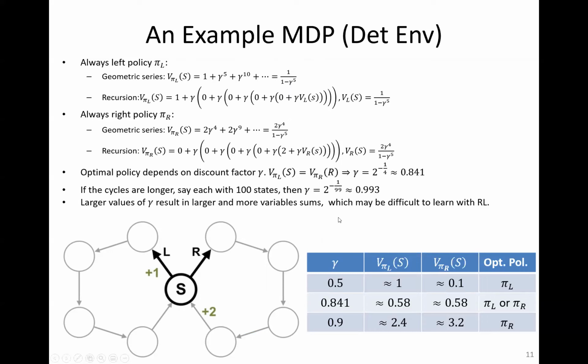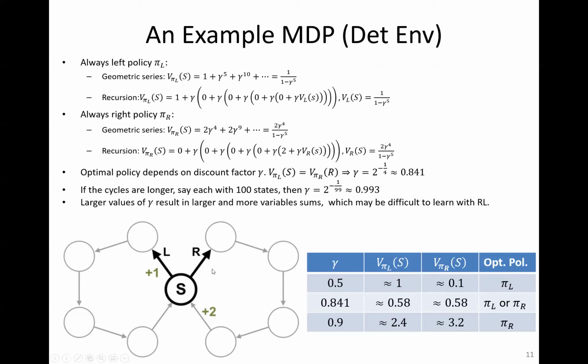So for the always-right policy, you travel 4 steps and get 2 reward. So the first reward is 2 times gamma to the 4th power. And for the next one, you have an additional gamma to the 5th discount over the first reward. And the sum is this. Or you can use the recursion.